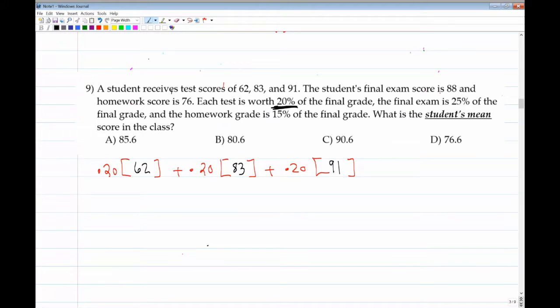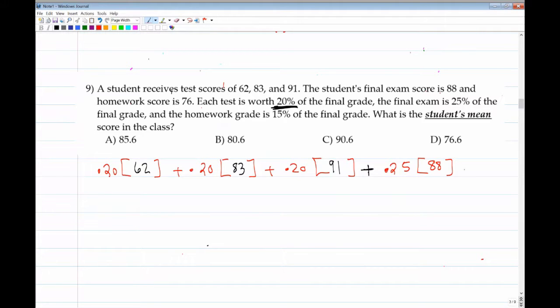Each test is worth 20% of the final grade. The final exam is 25%. So when I add, I say 25% times whatever the final is. So let's find out what the final is. The final is what score? The final is 88. The score is 88.